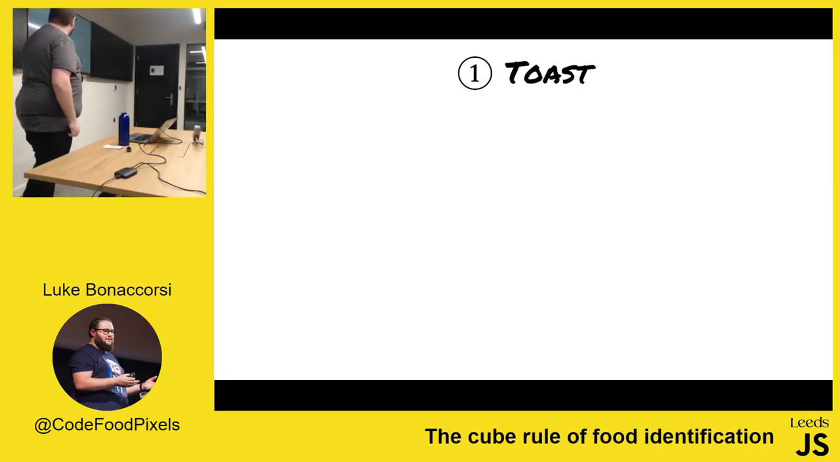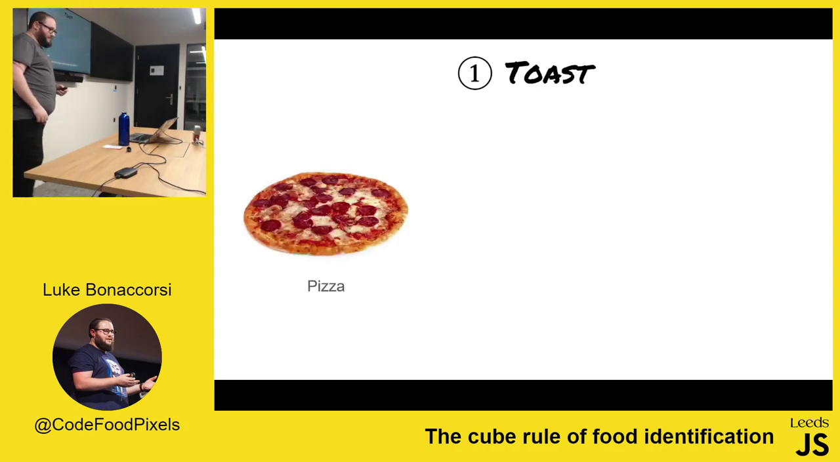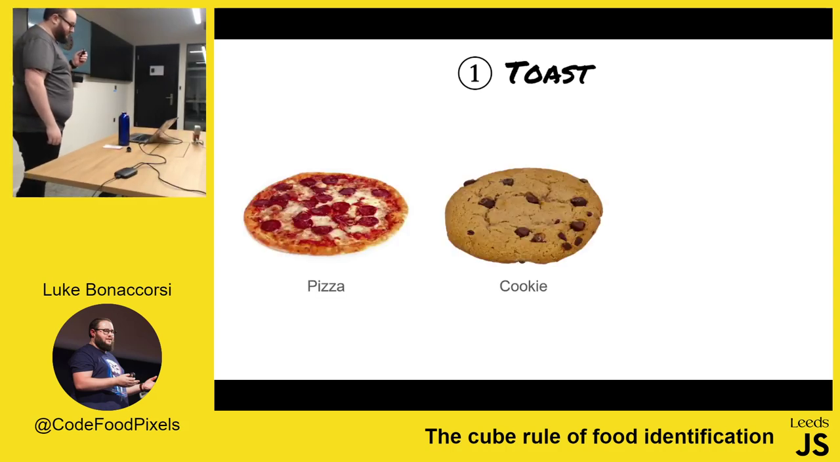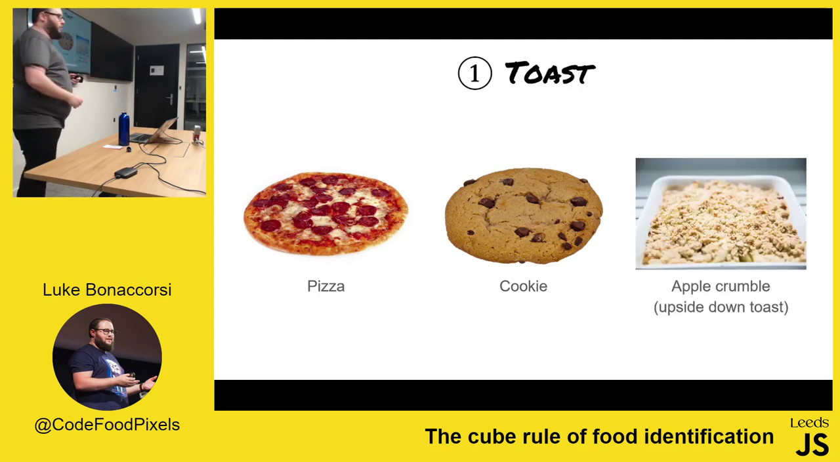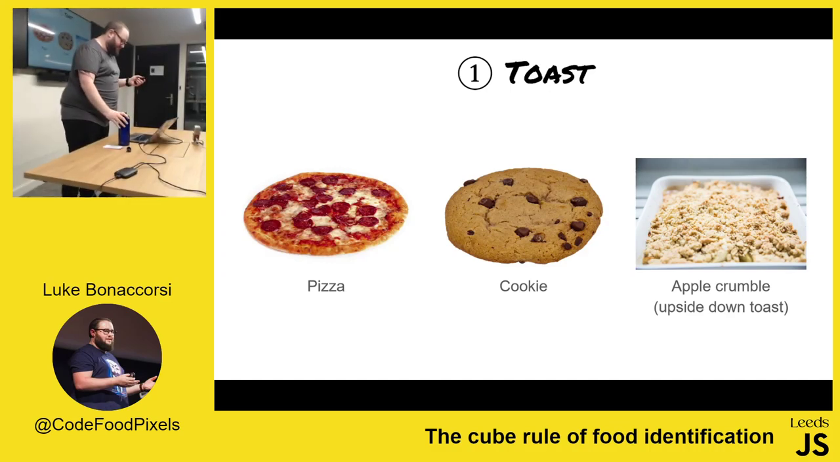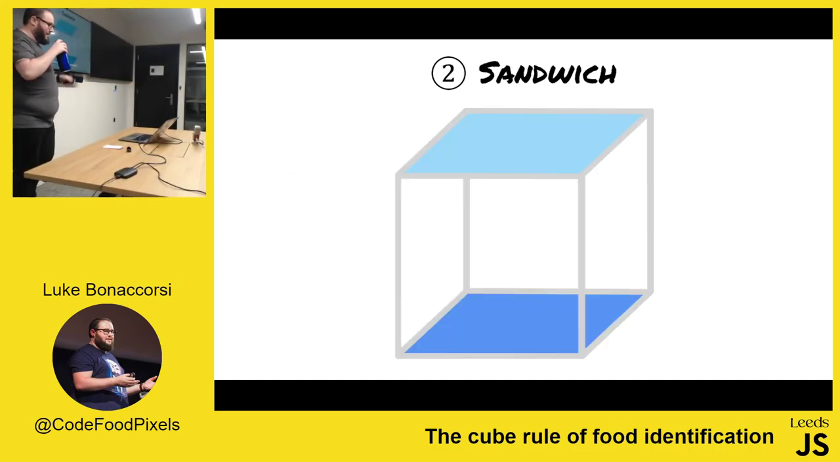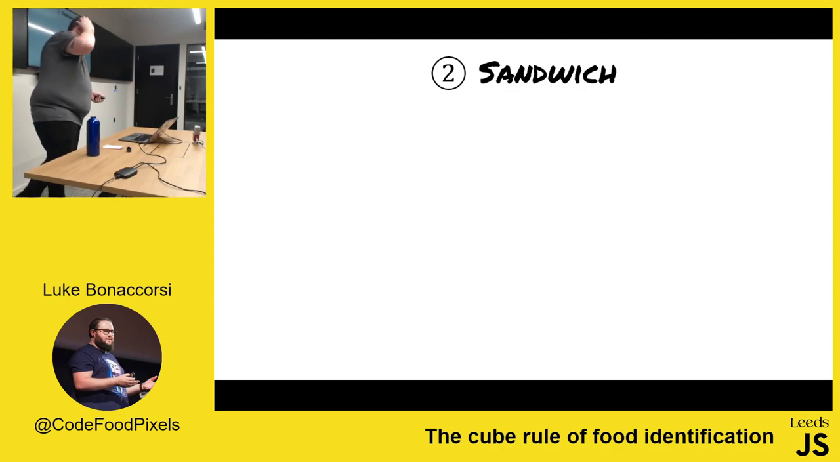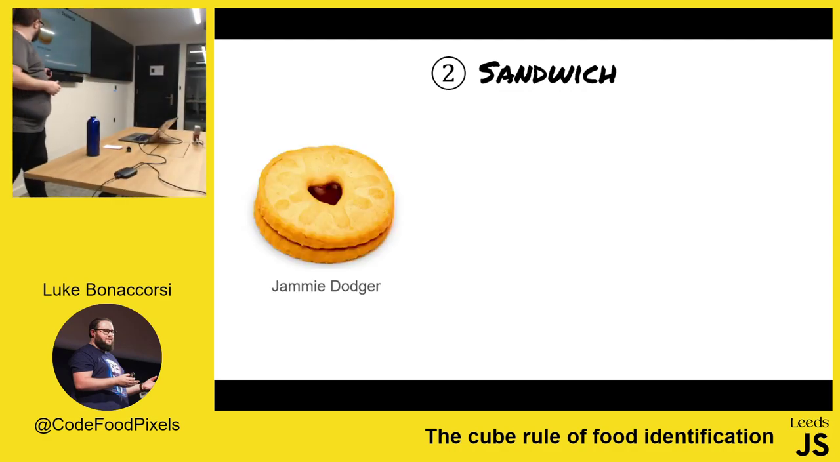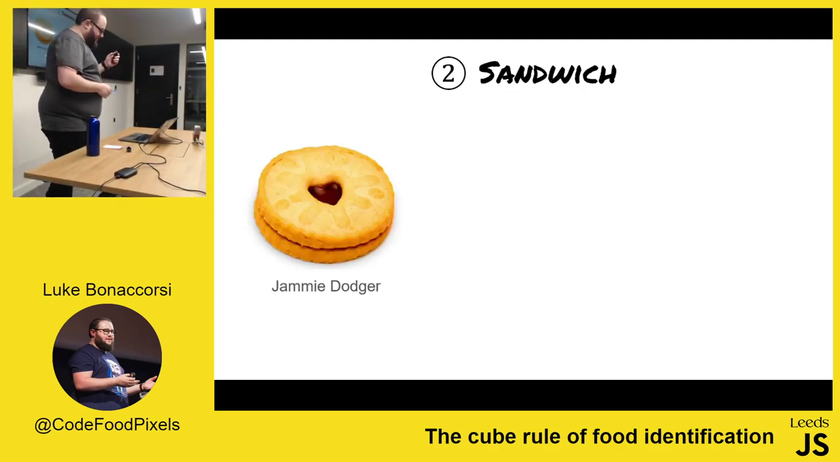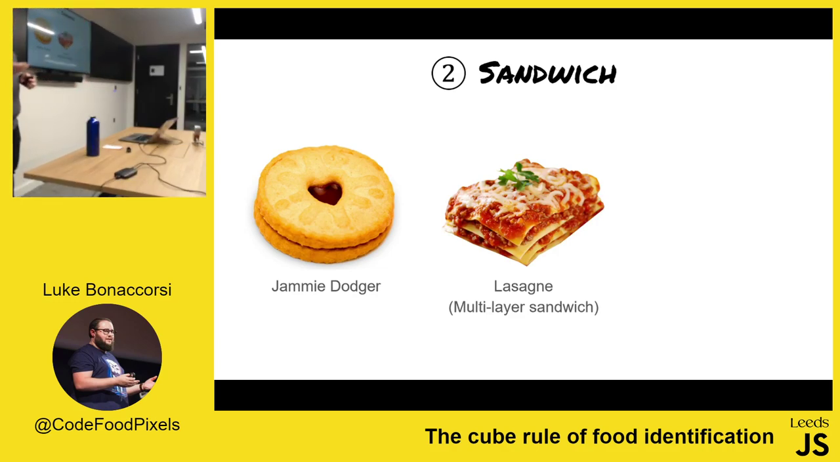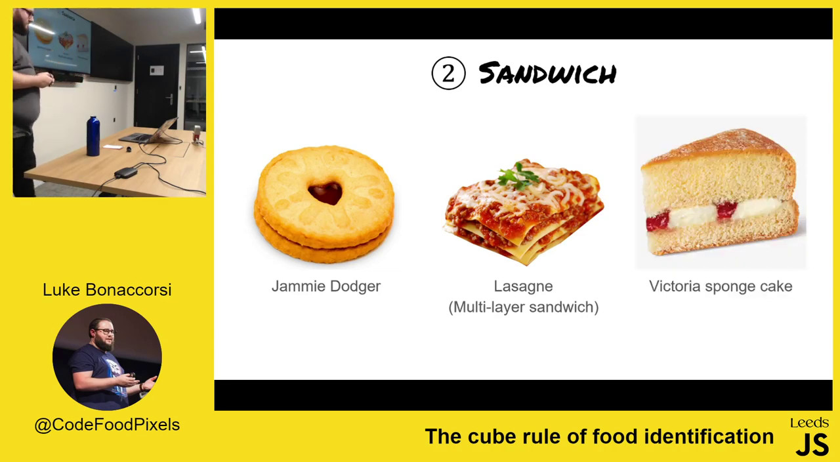So examples of toast are pizza, cookies, and apple crumble, which is upside down toast. Next up, we have sandwiches, which means that the item is surrounded on 2 sides. So examples of sandwiches are Jammy Dodgers, lasagna, which is a multi-layer sandwich, and Victoria sponge cake.